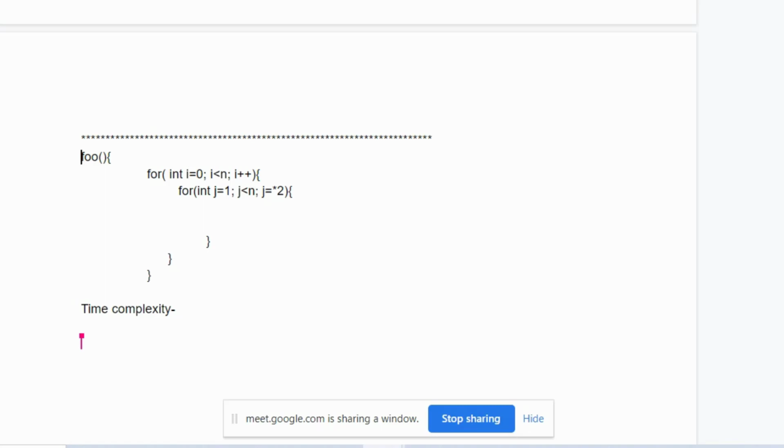Can you tell me the time complexity of this method? It's n square, n cross n, or n square. Can you write it down? Yeah. Okay.